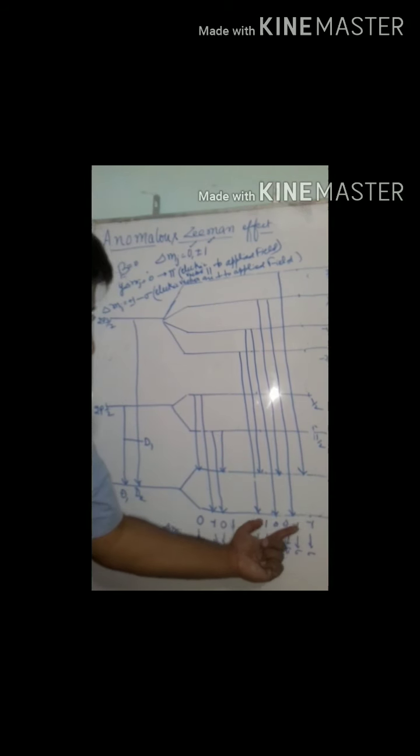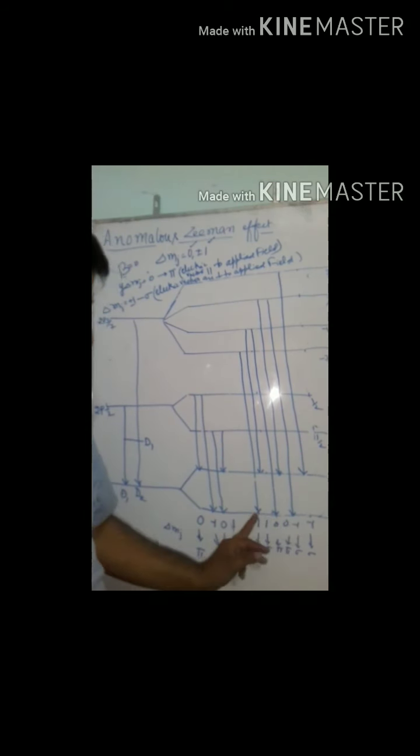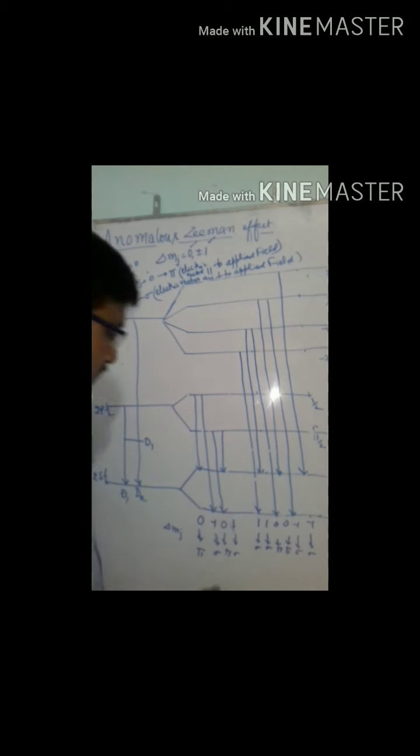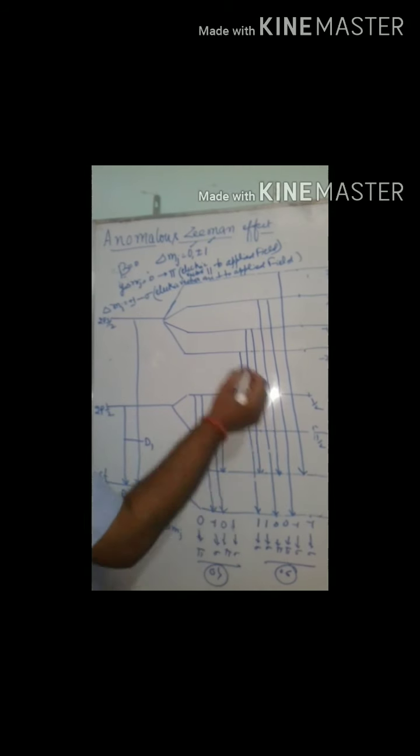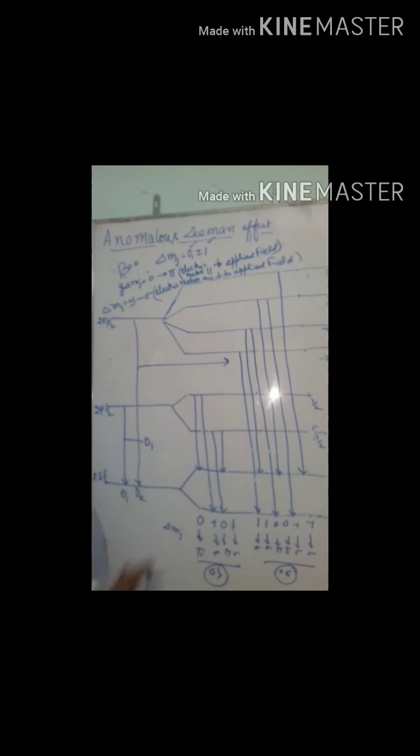How many components are we getting over here? There are 6 components. 1, 2, 3, 4, 5 and 6 components. That is 4 sigma and 2 pi components. These are 4 components and these are 6 components. So you can see these are the D2 lines. These are D2 lines. So D2 lines give rise to 6 components. D1 line gives rise to 4 components. This is your anomalous Zeeman effect, in which the D1 line gives 2 sigma and 2 pi components. The D2 line gives 4 sigma and 2 pi components.